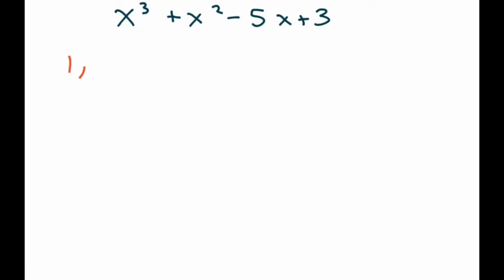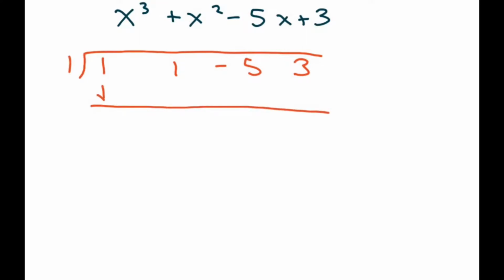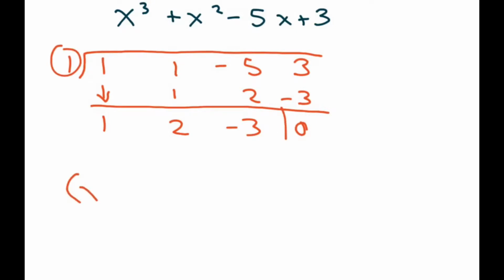So if we plug in 1 and do synthetic division, we have 1, 1, negative 5, 3. So we bring down the 1, and you multiply and add, multiply and add, multiply and add. So we got lucky with the 1. So that's going to be x minus 1. And then since we started with a cube, we go down 1. So this will be your x squared plus 2x minus 3.